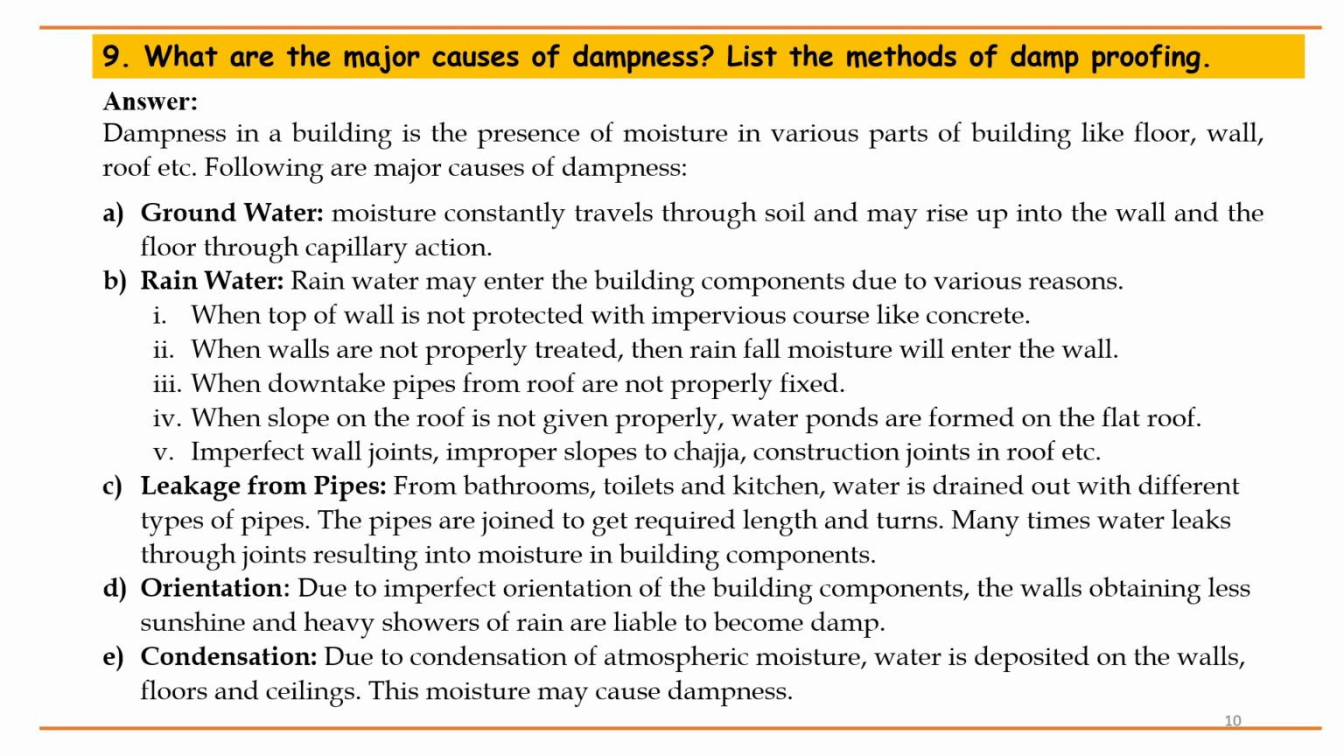Leakage from pipes. From bathrooms, toilets and kitchens, water is drained out with different types of pipes. The pipes are joined to get the required length and turns. Many times water leaks through joints, resulting in moisture in building components. Orientation.